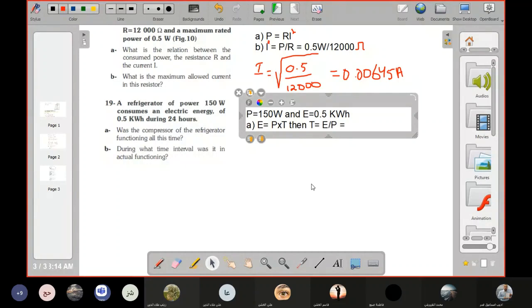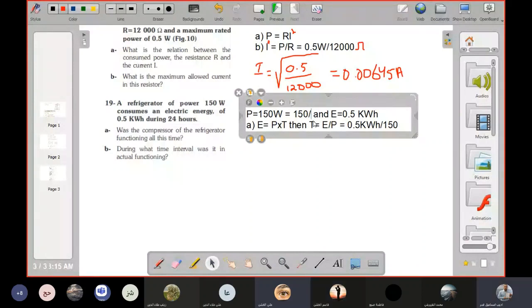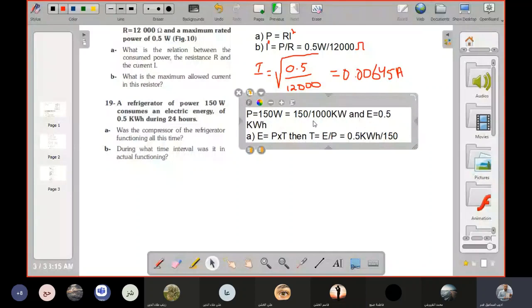T equals 0.5 kilowatt hour over 150. The power now is in watt, so we change it to kilowatt. If we have power in watt and we want to change it to kilowatt, we divide by 1000. So 150 over 1000 equals 0.15 kilowatt.